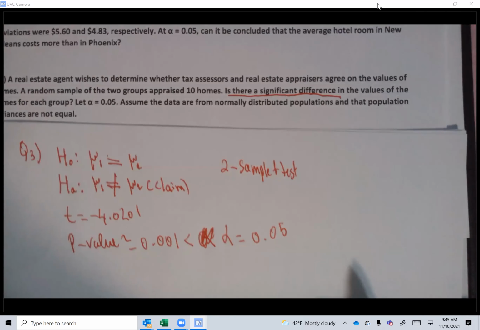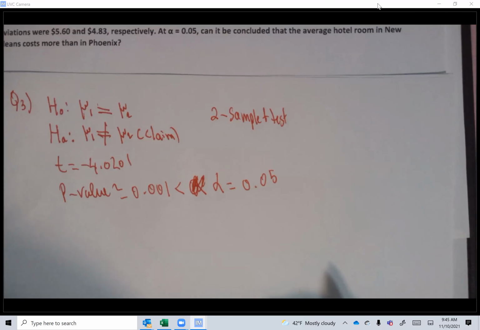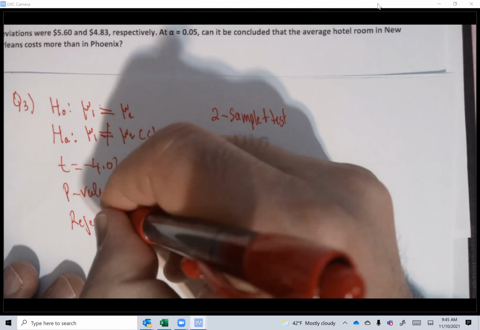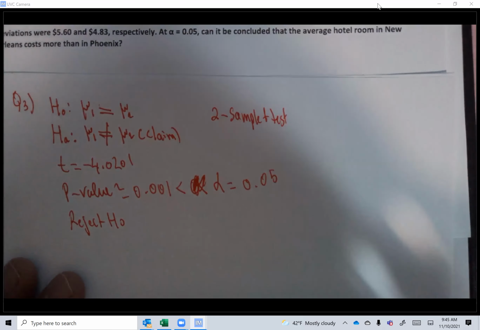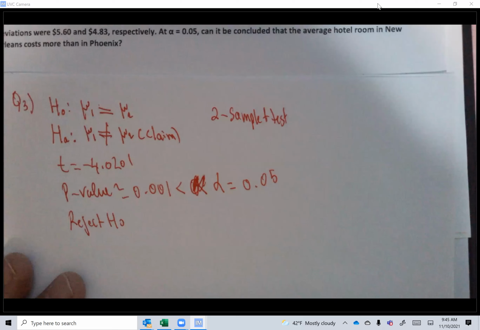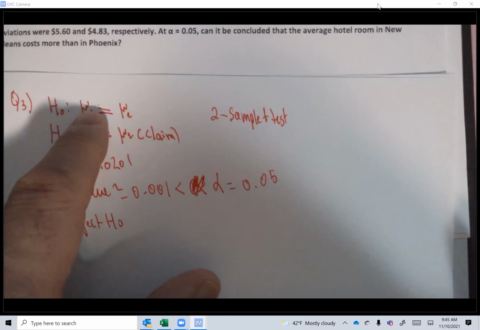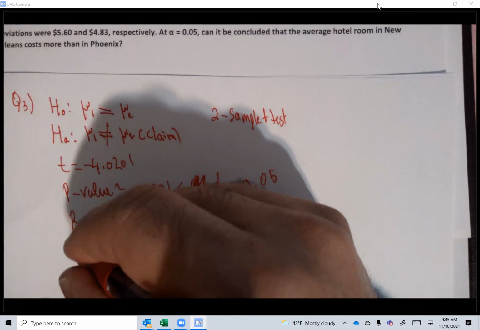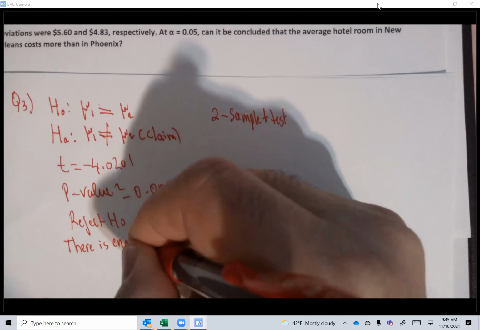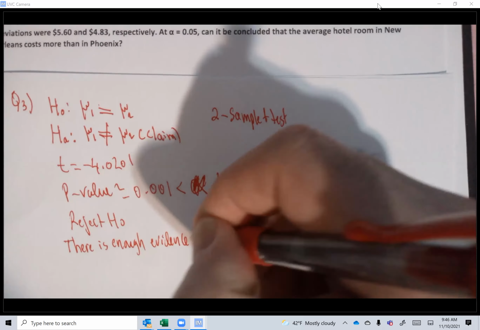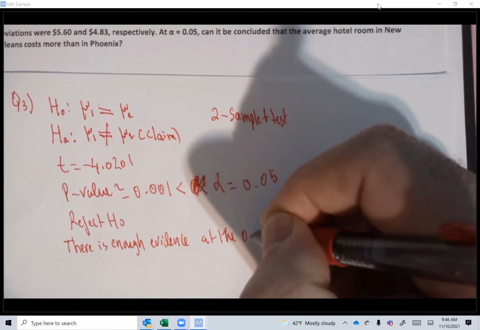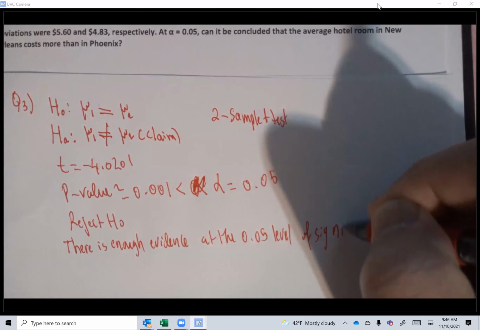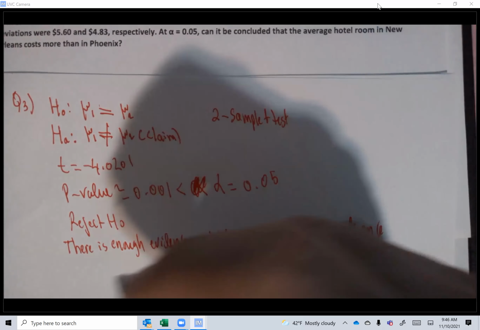All right, and let me continue. So reject HO, of course. Once the p-value is very small, you have a strong evidence against HO, guys. You just reject HO. Reject HO and you favor HA now. So there is enough evidence at the 0.05 level of significance to support the claim.